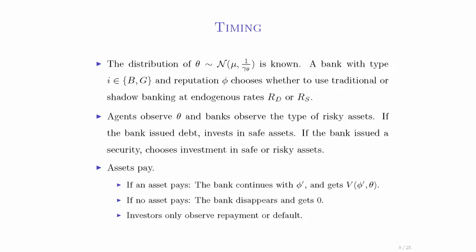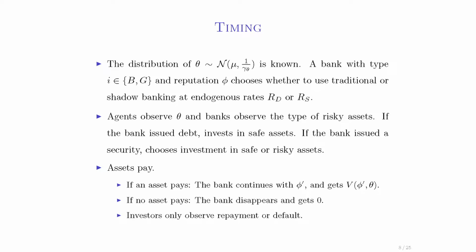And now, I'm going to explain why, but let me just assert it here. If the bank issues debt, it is forced, because it's going to be in traditional banking and it's going to be regulated, to invest in the safe asset. I'm going to explain in a second why. If the bank issues securities, it's going to be free to choose the investment, to invest in the safe or the risky asset.